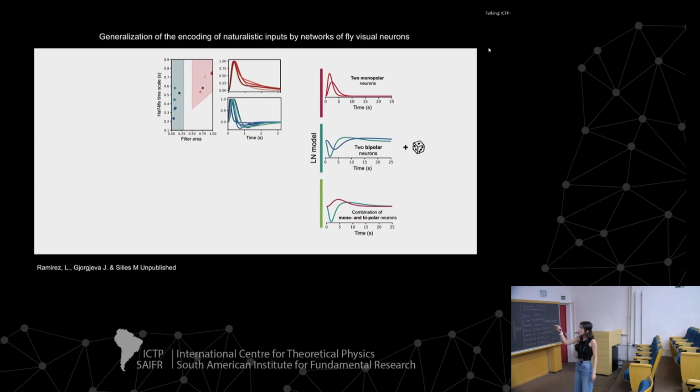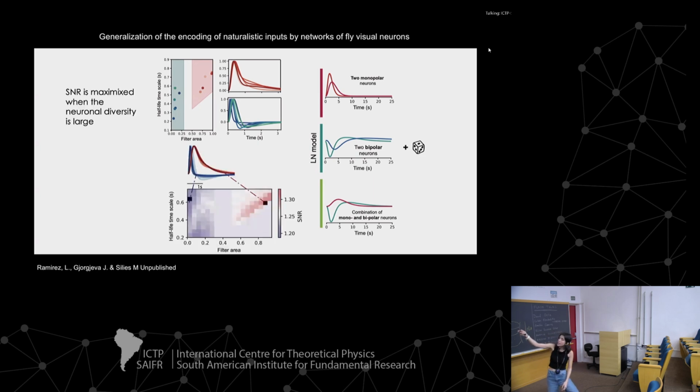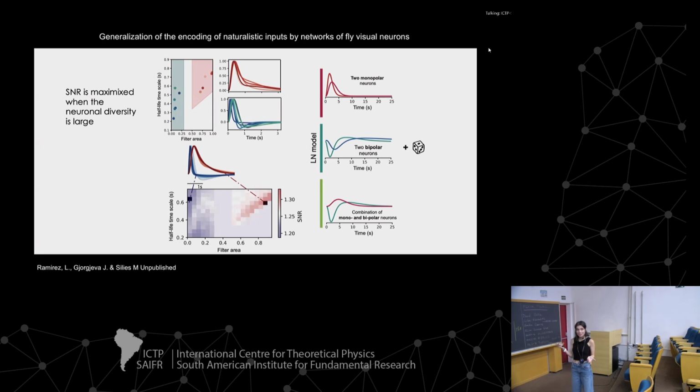And then what we want to see is, not only for the few data points that we have in the fly, but for all the data points that we can generate with the fitting function, whether our results generalize. And then what we find is that yes, if you have a highly diverse network, then you will improve the encoding. So this is a plot that shows, again, the feature space, half-life time scale as a function of the filter area, right?